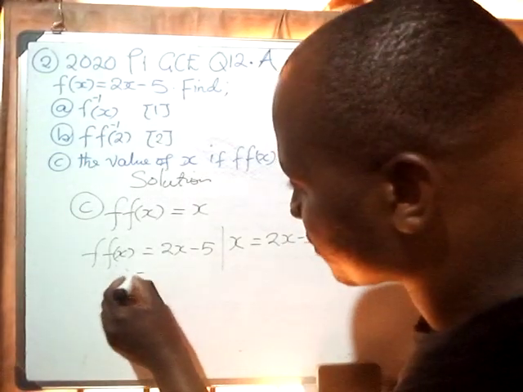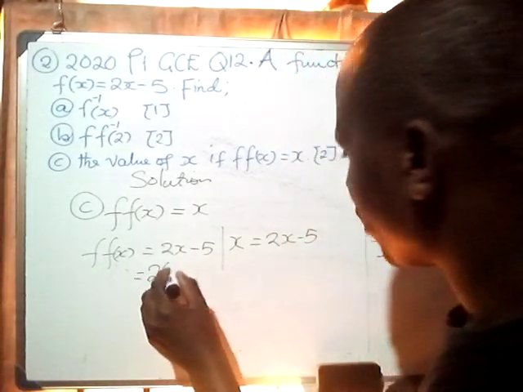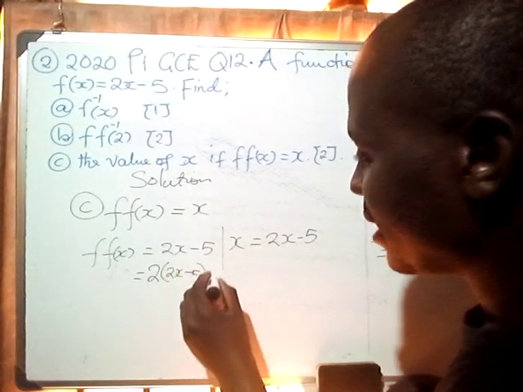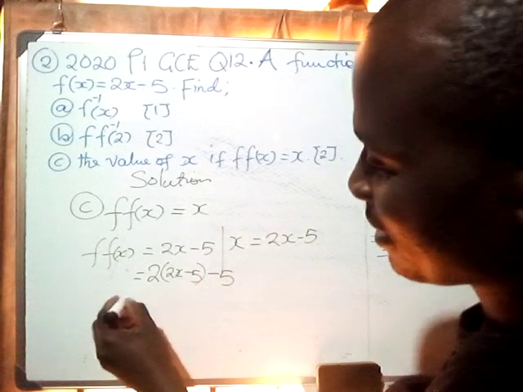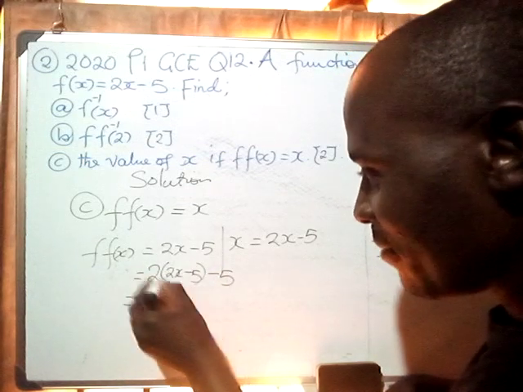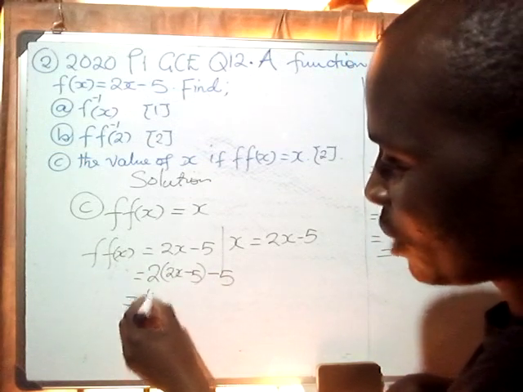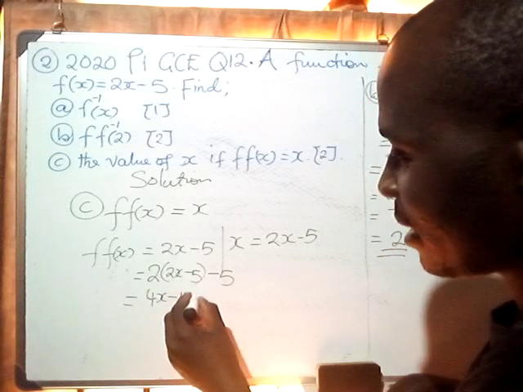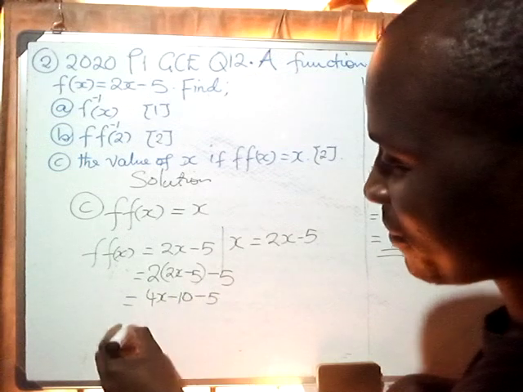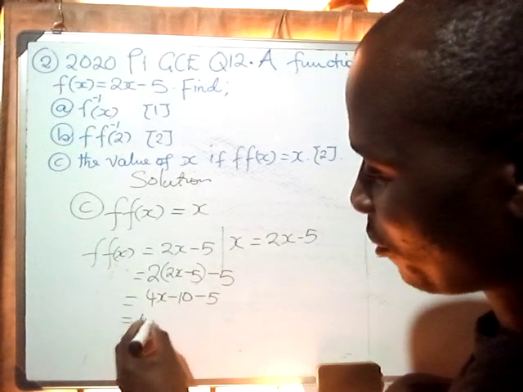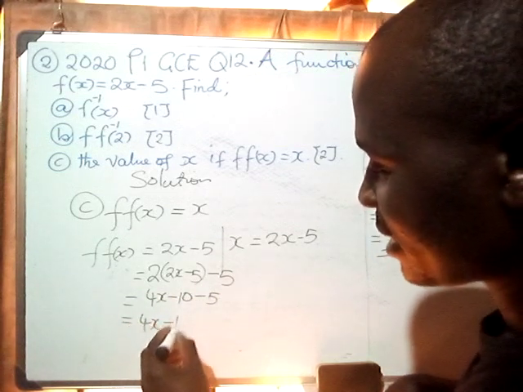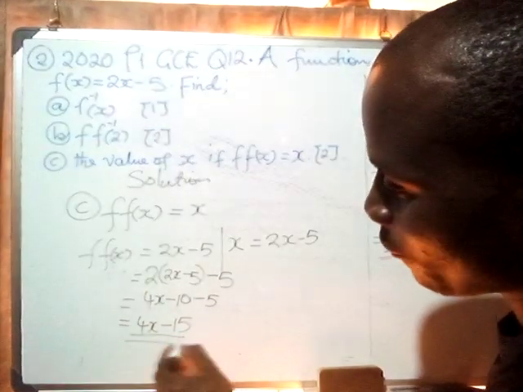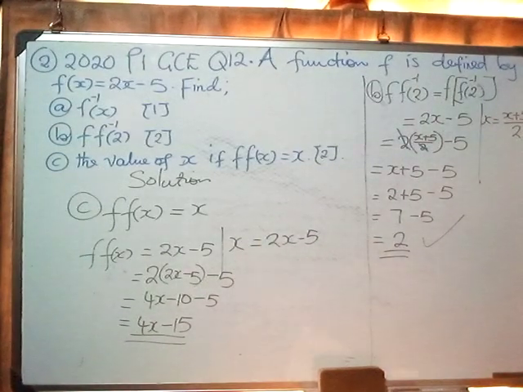This is interesting. So we are going to have 2x minus 5, then minus 5. So 2 times everything in the bracket, it will be 4x minus 10, then minus 5. So this one will be 4x minus 15. This is what we have. This is f of f.